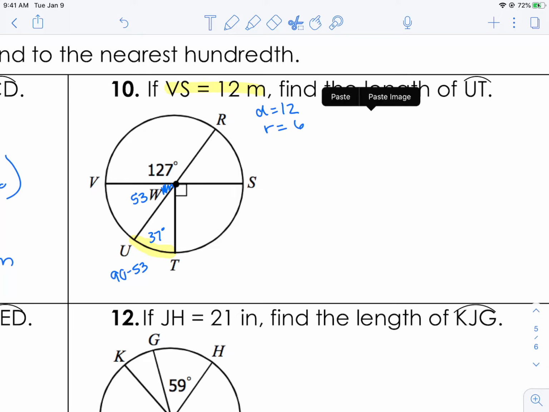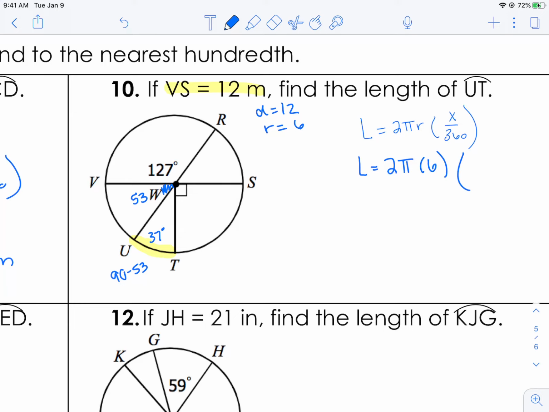Okay, then I plug it into my formula. So length is equal to 2 pi, my radius we said was 6, and then times 37 over 360. Plug it into your calculator. And I'm going to get about 3.87 meters.